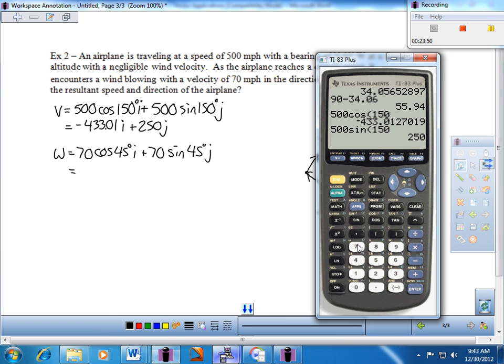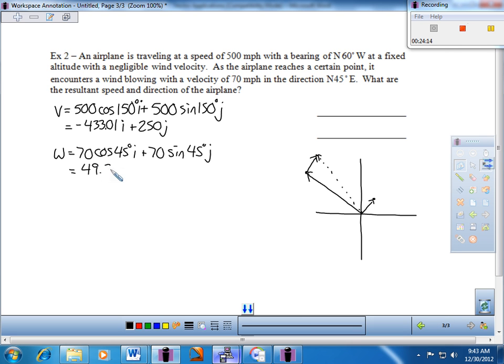So second one, everyone, let's go for it with me. 70 cosine 45, and looks like round up there about 49.5 on that. And you should see, of course, we're going to get the same answer here, because again, sine and cosine of 45 degrees is the same. Nice. So breaking each one down into the horizontal and vertical components, so I have 49.5 i and 49.5 j.